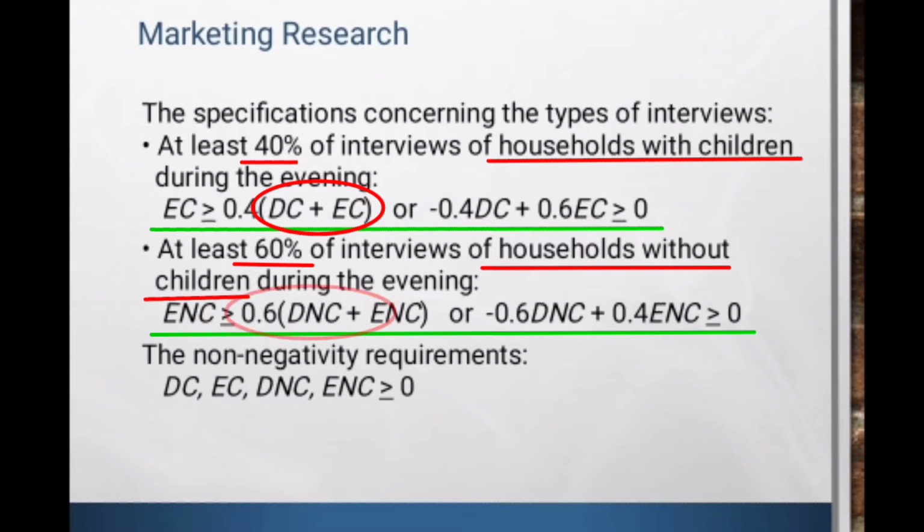The DNC plus ENC is the total number of interviews for households without children both during daytime and evening. So at least 60% of it must be done in the evening. And let's not forget the non-negativity requirements, which is DC, EC, DNC, and ENC is greater than or equal to 0.